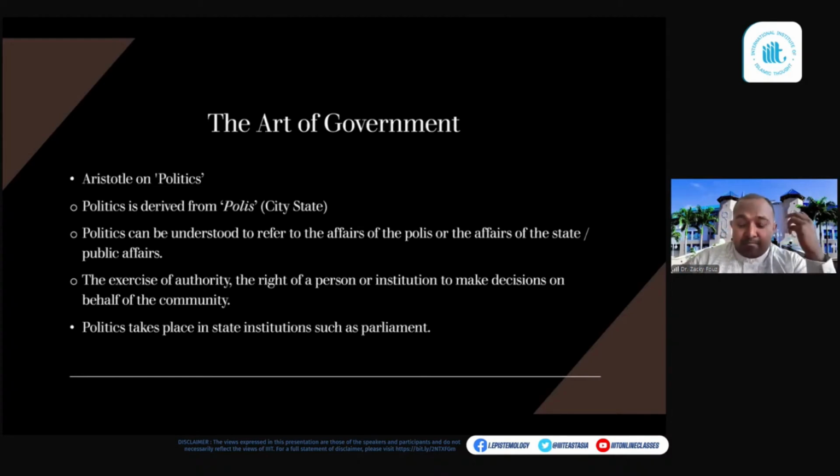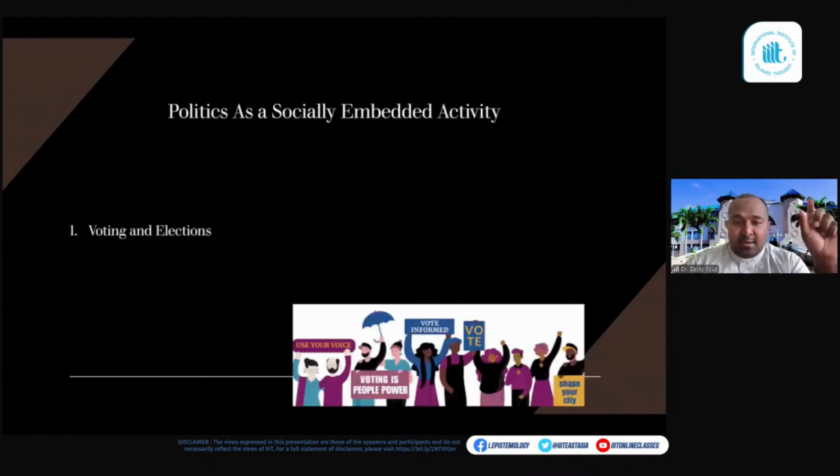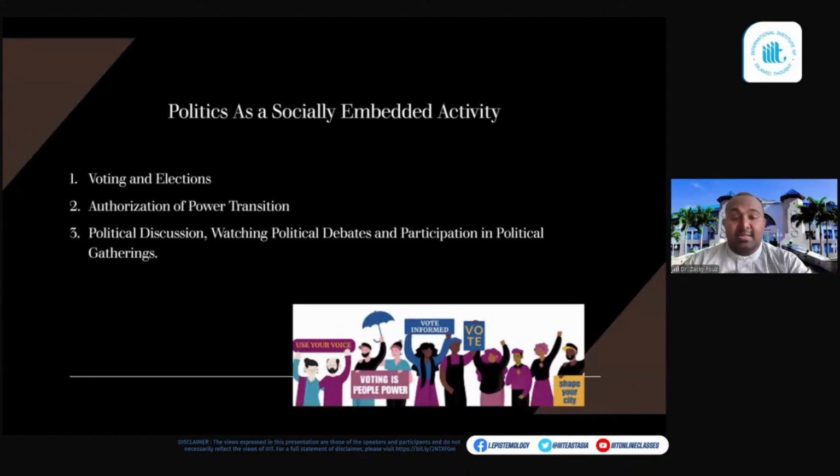Now, what is the second meaning? The second meaning is right opposite to the Aristotelian idea of politics. Here, politics is defined from the perspective of society. Aristotle defines politics from the perspective of the politicians, or at least the elites who govern the society. The power that they have in regulating the society, that is politics for Aristotle. But here, some political scientists define politics from the perspective of society. They call it politics as a socially embedded activity. What does that mean?